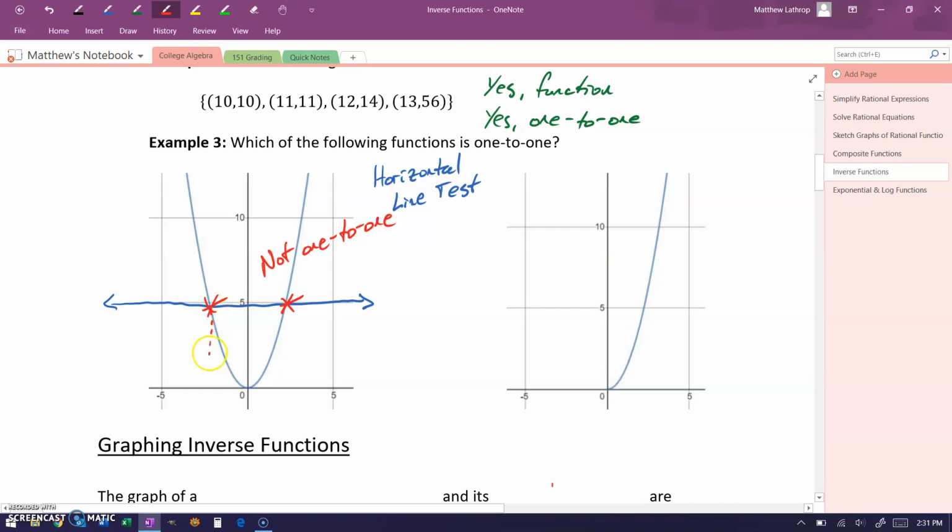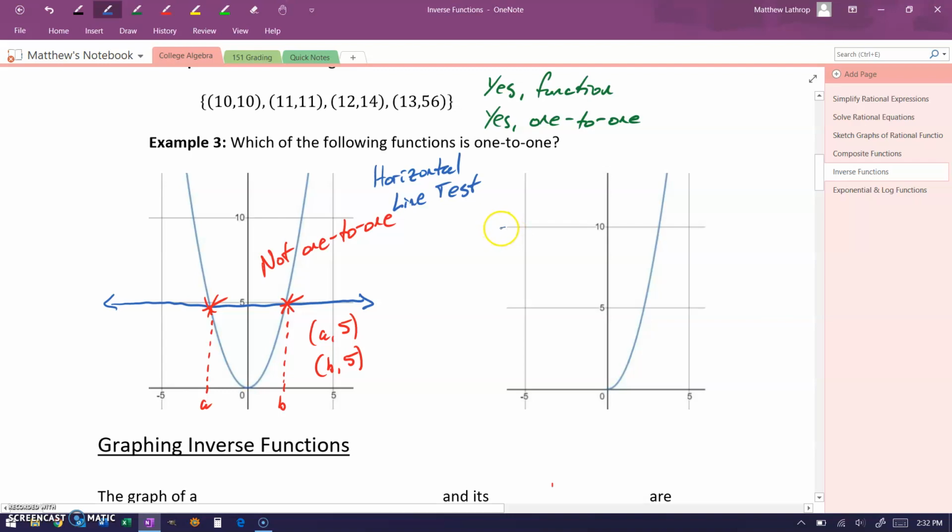If we were to call this first x value a and the second x value b, this means that we have the coordinate points (a, 5) and (b, 5) occurring. So we have the same y value paired with more than one x value. So we do have a function, but not that one-to-one relationship.